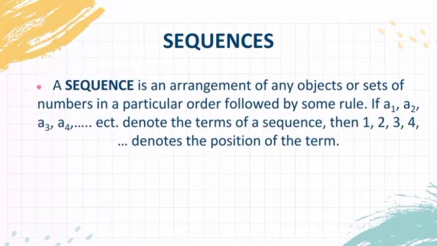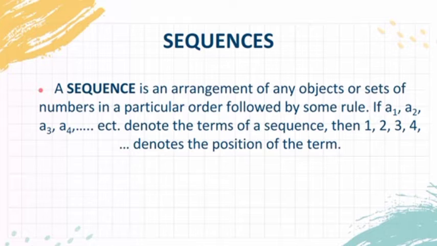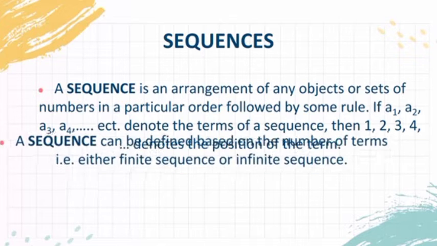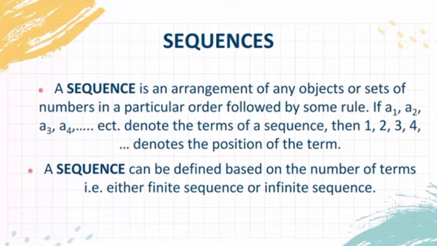A sequence is an arrangement of any objects or sets of numbers in a particular order, followed by some rule. If A sub 1, A sub 2, A sub 3, A sub 4, and so on denote the terms of a sequence, then 1, 2, 3, 4, and so on denote the position of the term. Also, a sequence can be defined based on the number of terms. It's either a finite sequence or an infinite sequence.